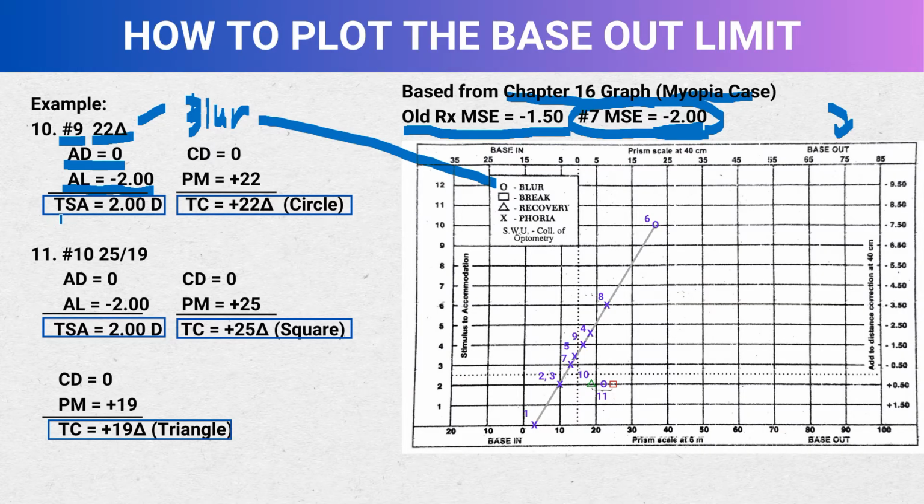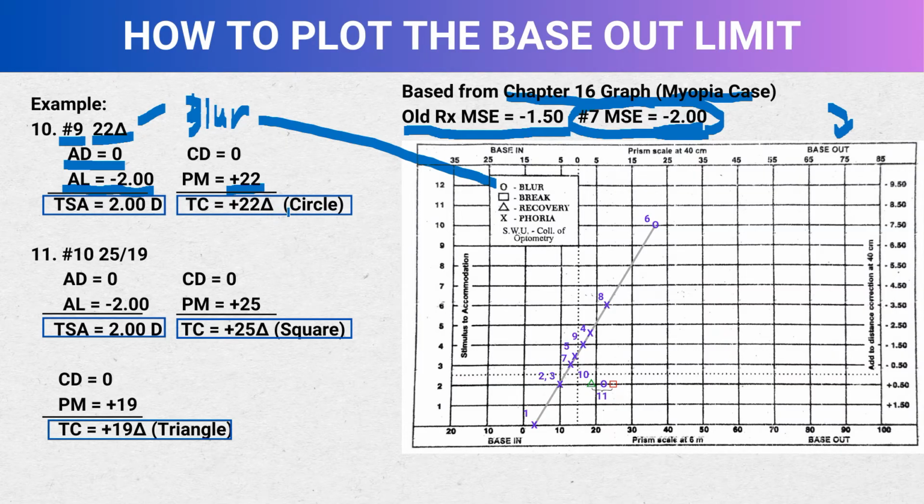Thus, we use the number 7 MSE here, which is equivalent to negative 2. Ano yung ato TSA nga rin kay 2. Nga no? Because minus lens stimulates the accommodation. That's why TSA is equals to 2 diopters. And then CD is equals to 0 because AD nato kay 0. So 0 times 6 is equals to 0. And then PM is plus 22. Don't forget the sign. Ang getting plus. We are still in the base out limit, so PM is always plus. So ato ra niya ang CD o PM, so TZ is equals to plus 22.